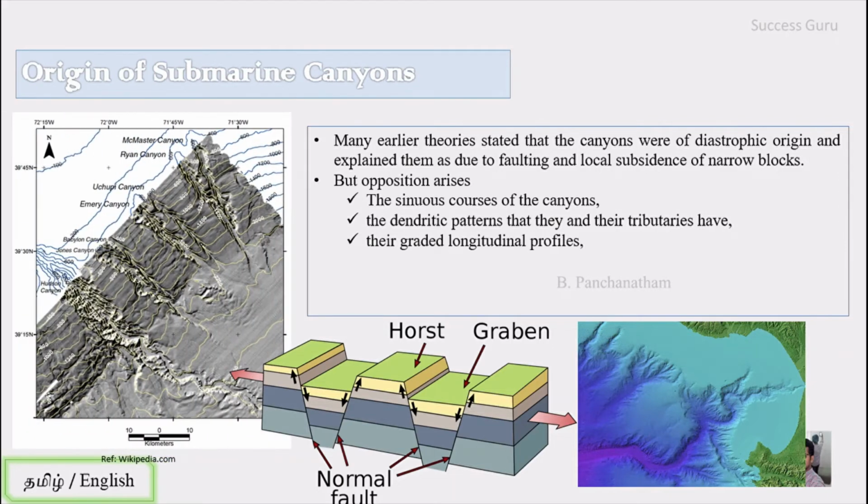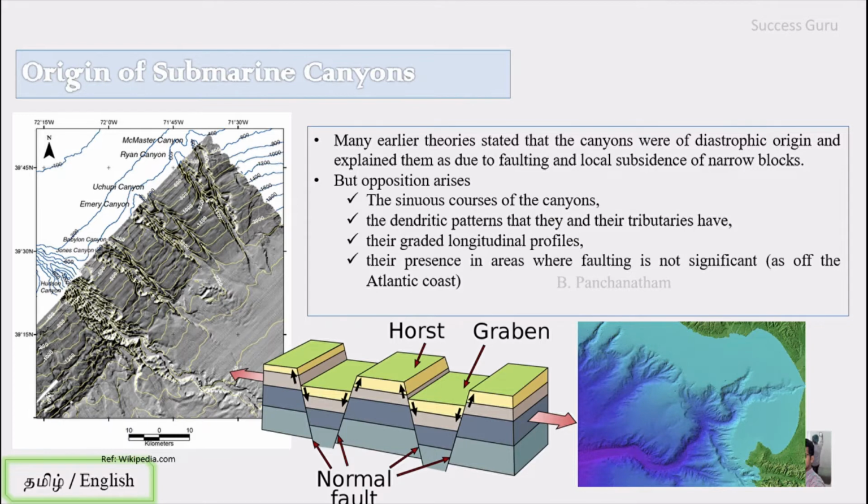Then the gradient of the longitudinal profile. If you see faulting, then the gradient will be somewhat equal or similar all along, right? But when there is a submarine canyon, as I mentioned earlier, the gradient of the submarine canyon is 10 times more than that of a land canyon, right? So that could not possibly be due to the faulting.